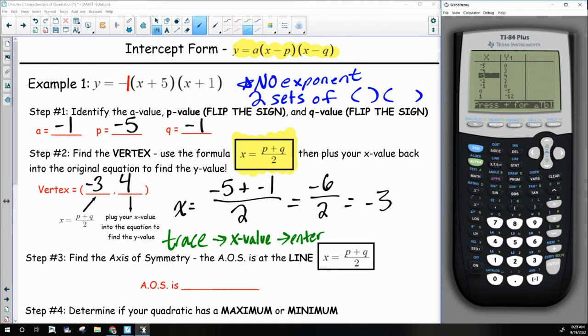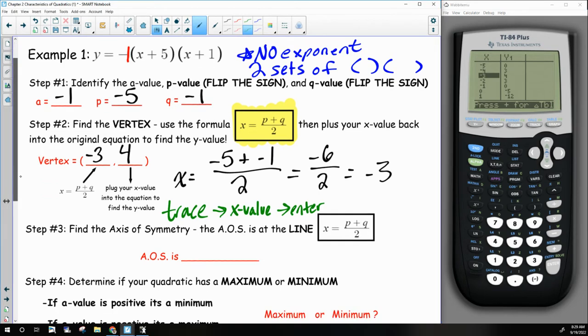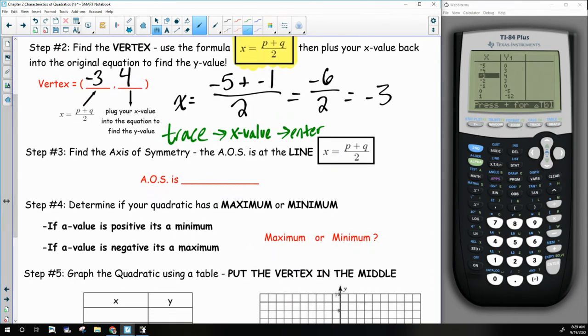Okay? We got our vertex, which means we know what our axis of symmetry is. Because if you remember from last week, our axis of symmetry will always go through the vertex. And it's a vertical line, and will go through the x value. So the number we found in our equation, -3, that's our axis of symmetry. It'll always be like that. X equals -3.